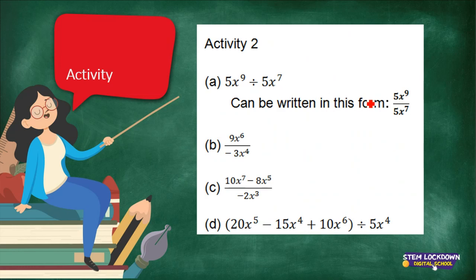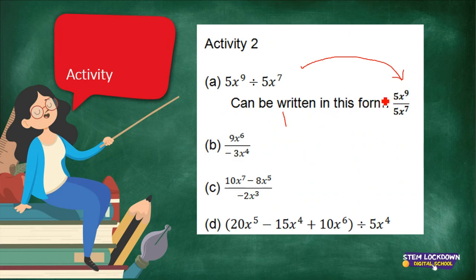Now let's look at your answers. Notice they've written 5x to the power 9 divided by 5x to the power 7 in this format. Obviously, I like this format. It's easy to see what is being divided by what. So in this case, 5 divided by 5, your answer will be 1. Right, 5 divided by 5 is 1.